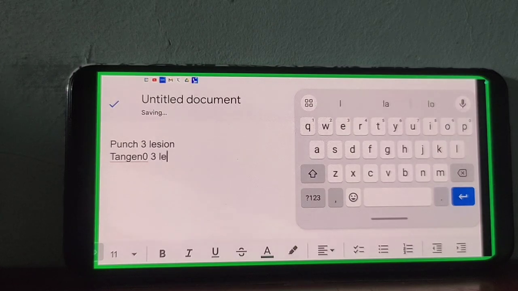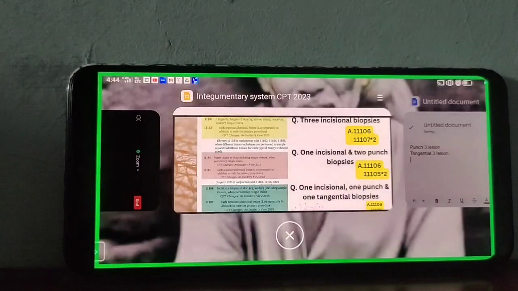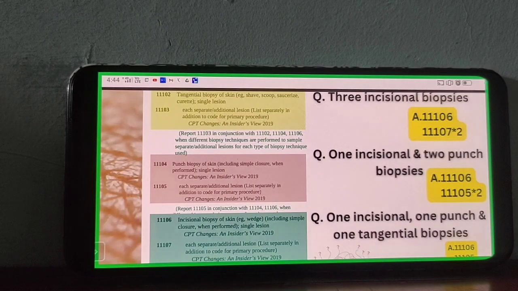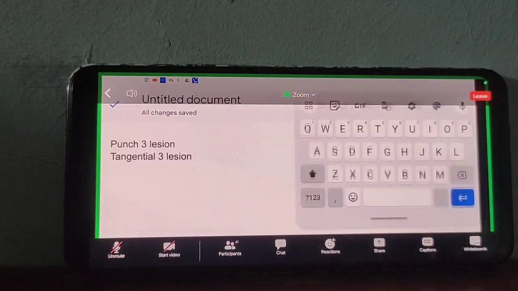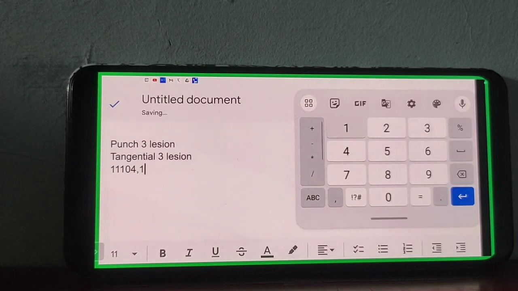Now, before you select the code, first you have to decide which one is the highest here. Comparing the punch and the tangential, which one is the highest? Punch. So punch is the highest. So as usual, we should report the highest code. There is no change. So punch 3 lesion. What are the codes for punch 3 lesion? 1104, then 1105 into 2 for 3 punch. If you are going to report the highest code, there is no change. You report the code as usual.